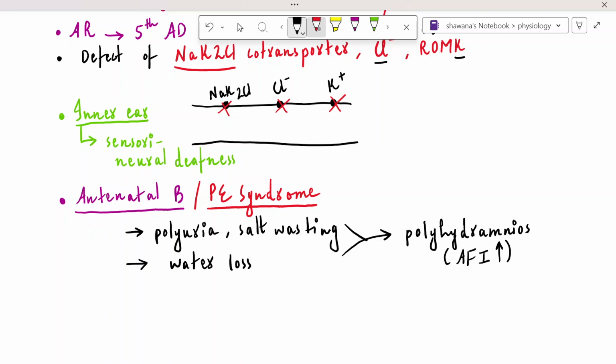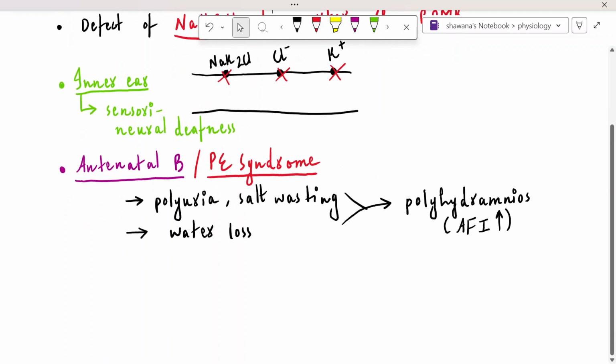It results in an increased amniotic fluid index due to the water loss, polyuria, and salt wasting by the fetus. This is the only condition in which the fetal disease, antenatal Bartter, is affecting the mother. In most cases, if the mother takes a drug, it will affect the fetus, like teratogens. If the mother drinks alcohol, it will affect the fetus, but this is the sole disease in which the disease of the fetus is affecting the mother.